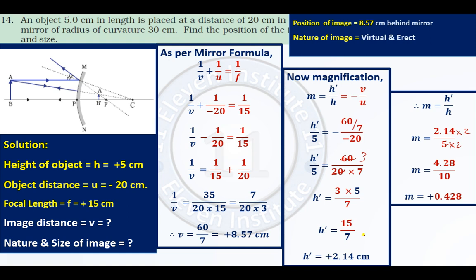Nature of the image is virtual and erect from these positive signs, and definitely the size is 2.14 centimeters, which is smaller than the object. Good sum, but there was nothing more logical in this. Simply you have put in the values, that's it.